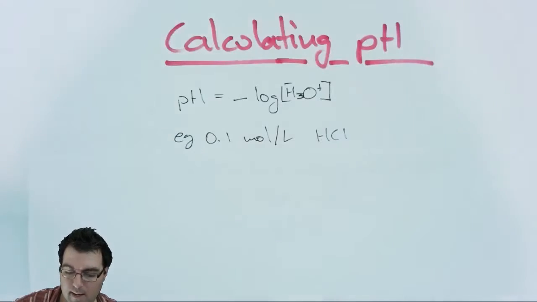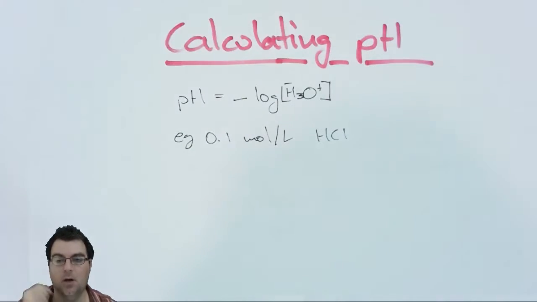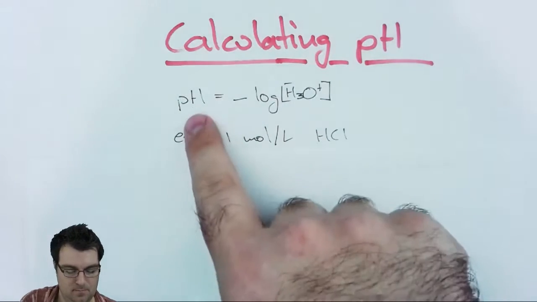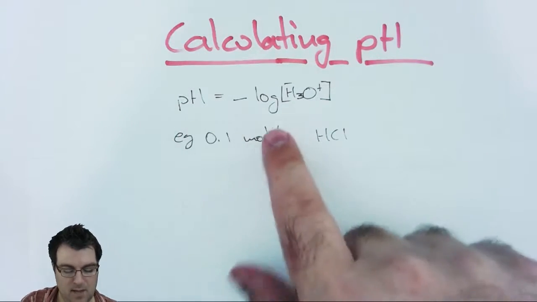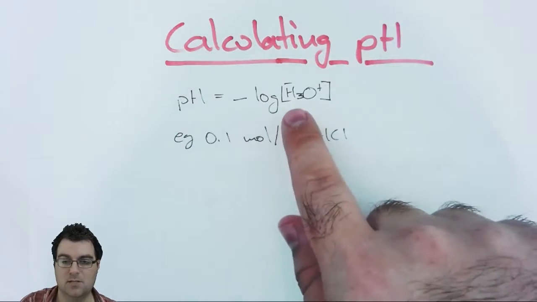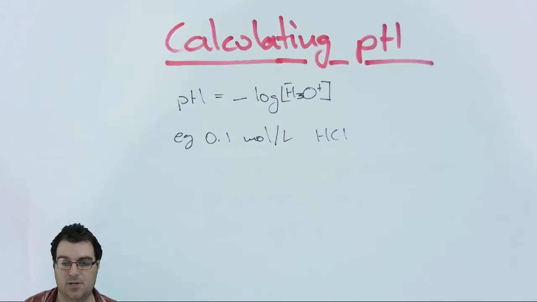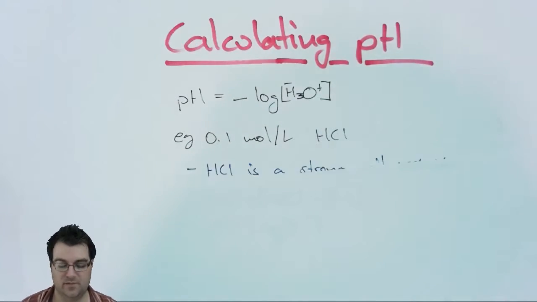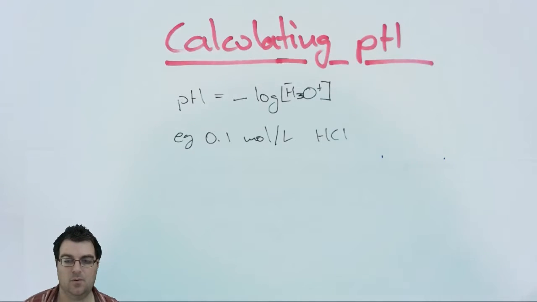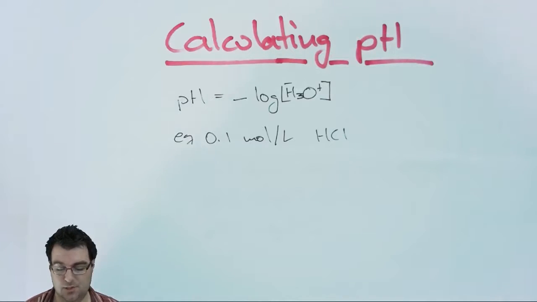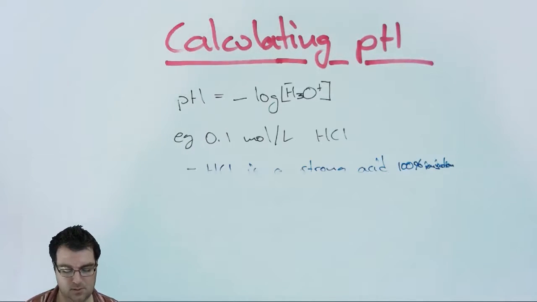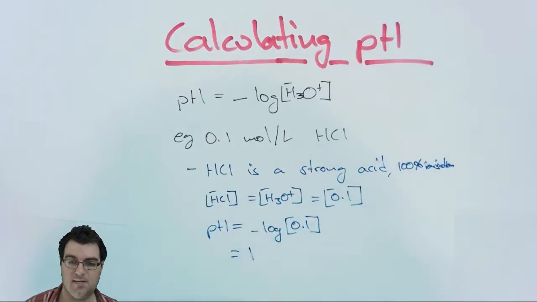So when it comes to calculating pH, we use the following equation: pH equals minus log of the concentration of hydrogen ions. If we use that in terms of an example, say we were to find the pH of a 0.1 mole per litre hydrochloric acid solution, we would need to take note of the following things.